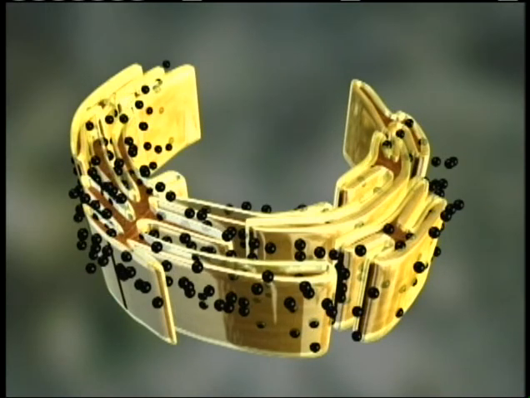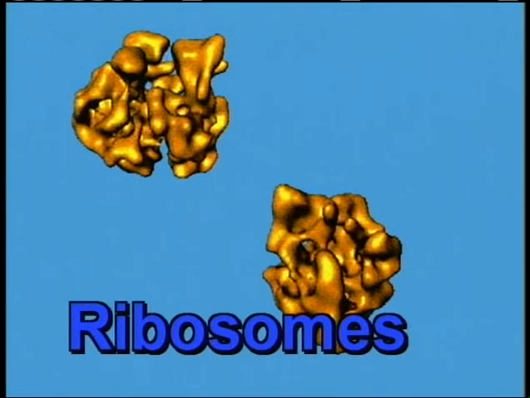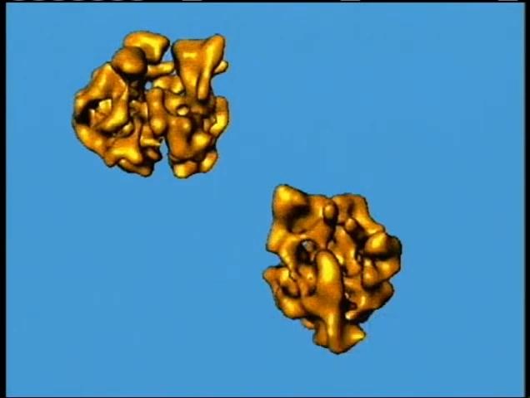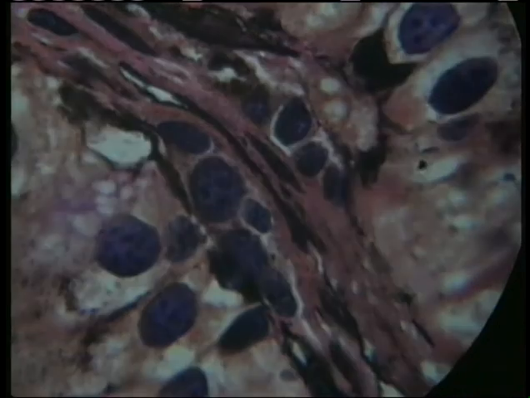Attached to the inner surface of the endoplasmic reticulum and scattered in the cytoplasm are small round structures called ribosomes. Ribosomes play a very important role in the cell because they contain a chemical that directs the production of proteins. Proteins speed up chemical reactions in the cell, as well as control cell growth and repair.